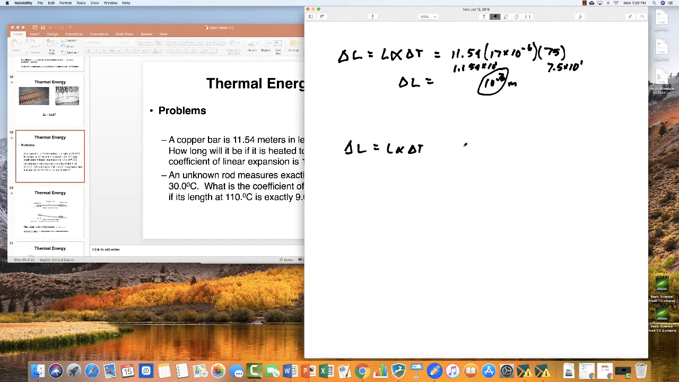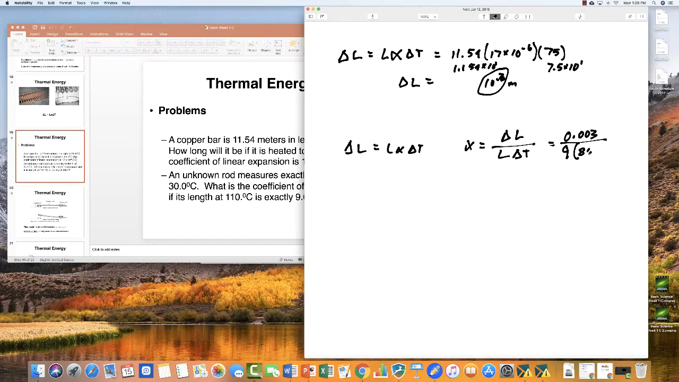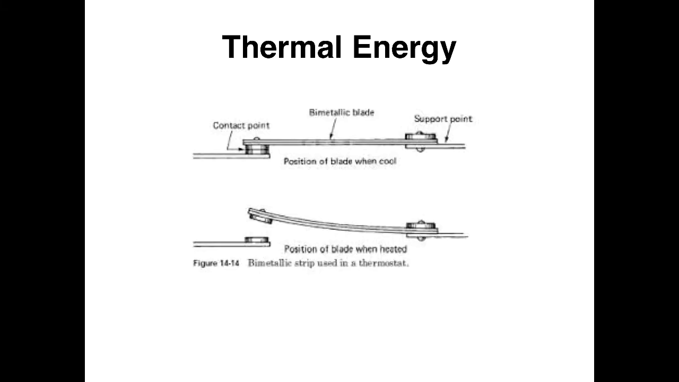If you solve this for alpha, you're going to get delta L divided by L delta T, in which case delta L here was 0.003, L was 9, and delta T was from 30 to 110, so that's 80 degrees. So if you do the math here, you'll get alpha per degree centigrade.